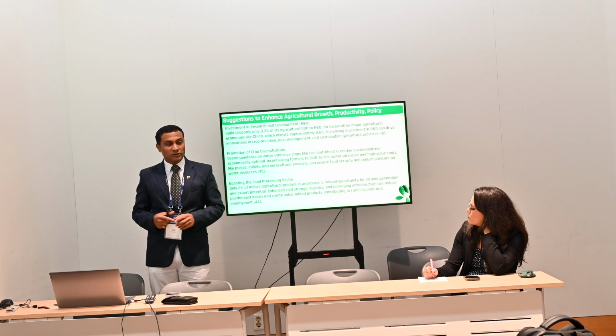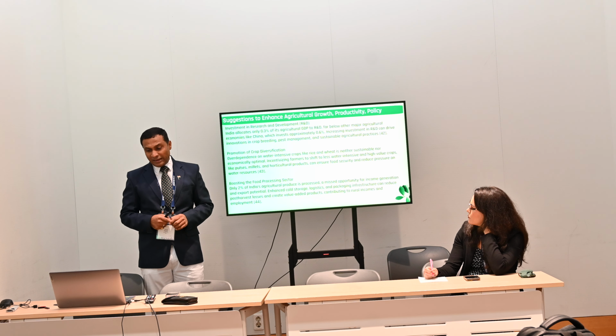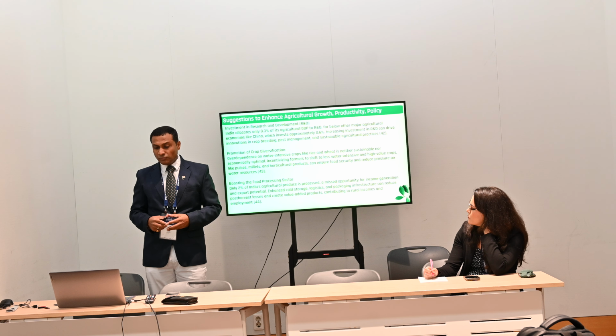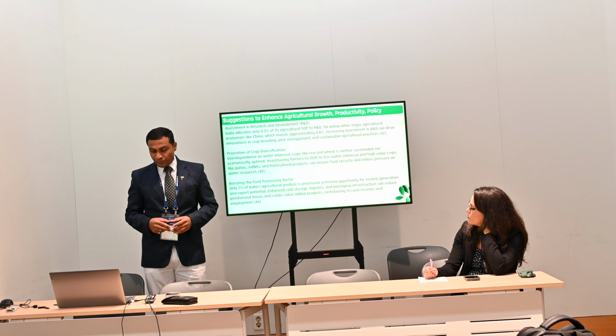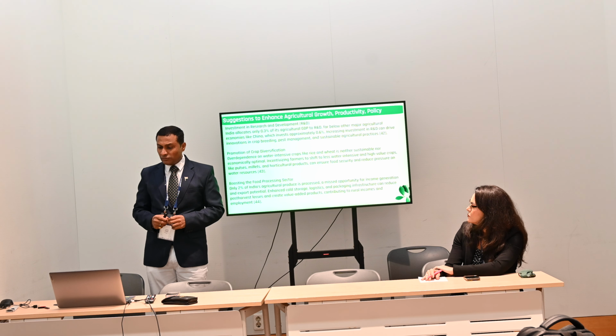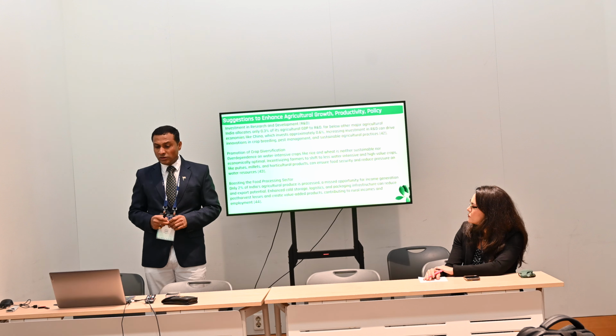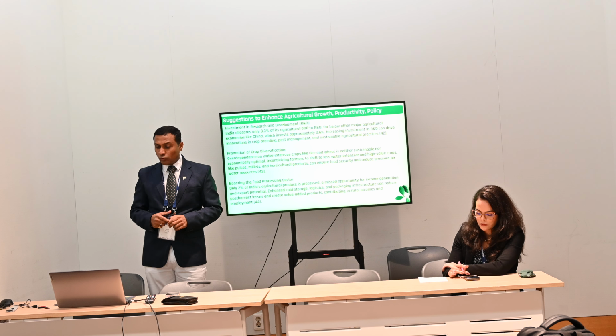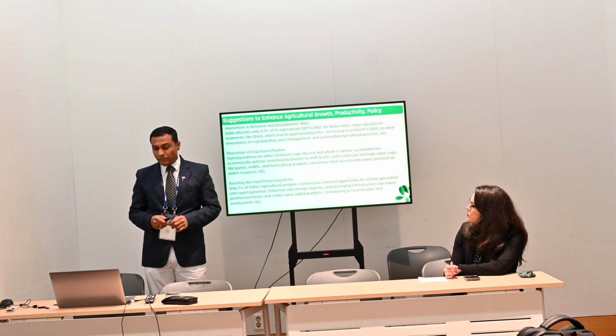Boosting the food processing sector. Only 2% of India's agriculture produce is processed, which is a missed opportunity for income generation and export potential. Enhanced cold storage, logistics, and packaging infrastructure can reduce harvest losses and create value-added products, contributing to rural income and employment.